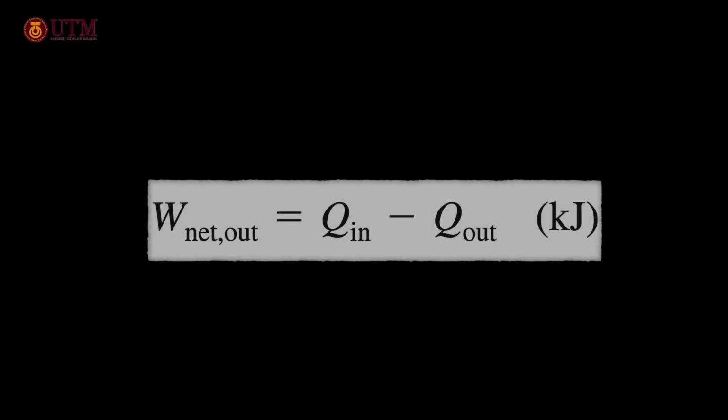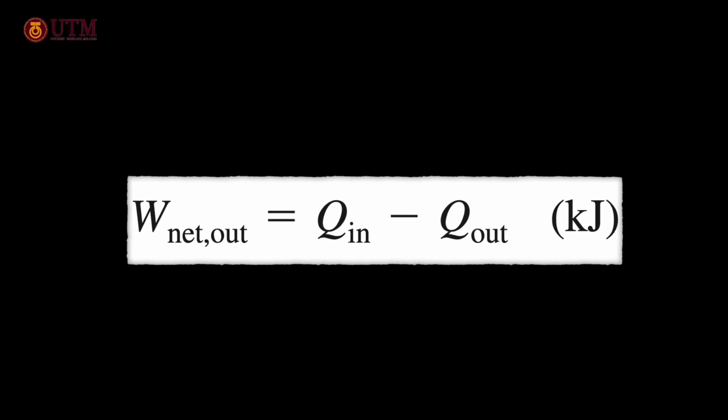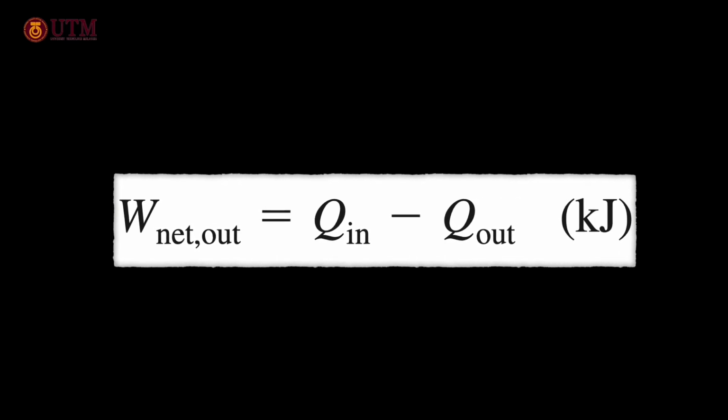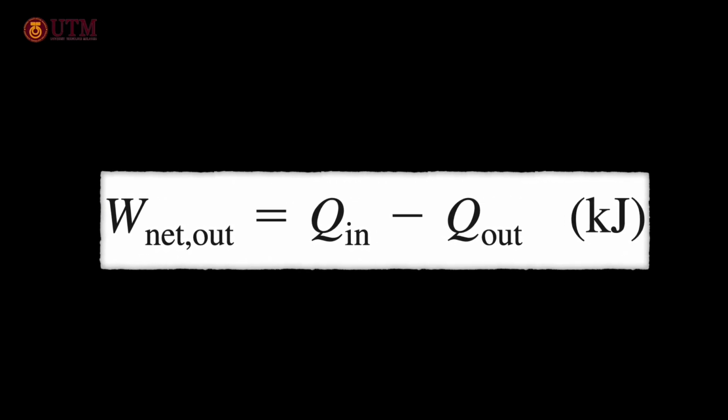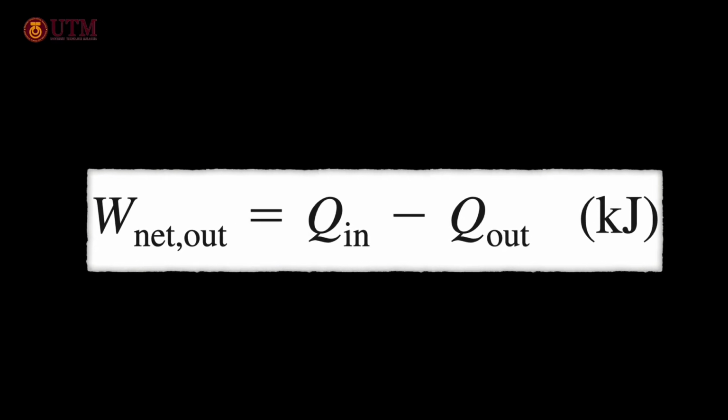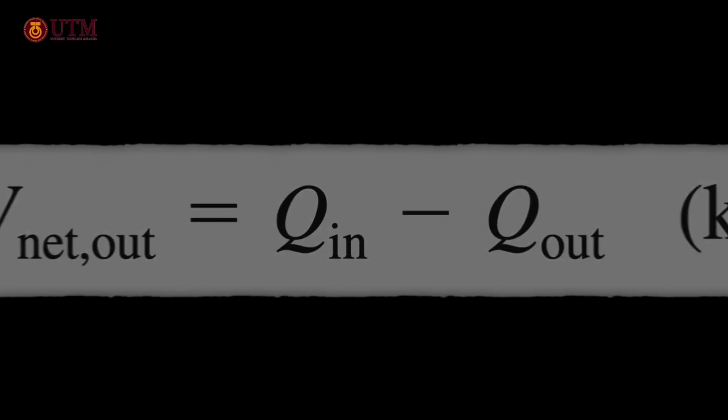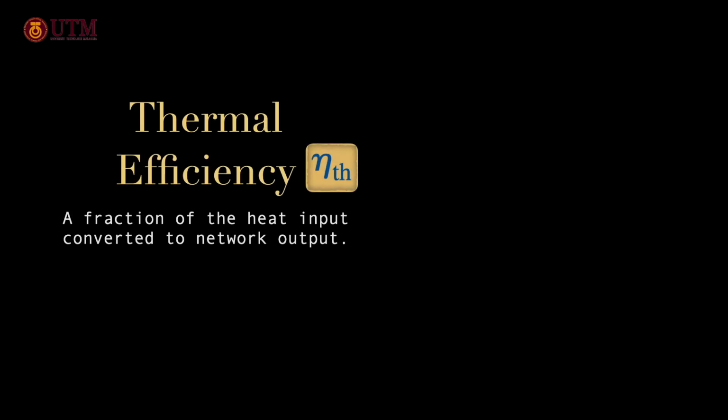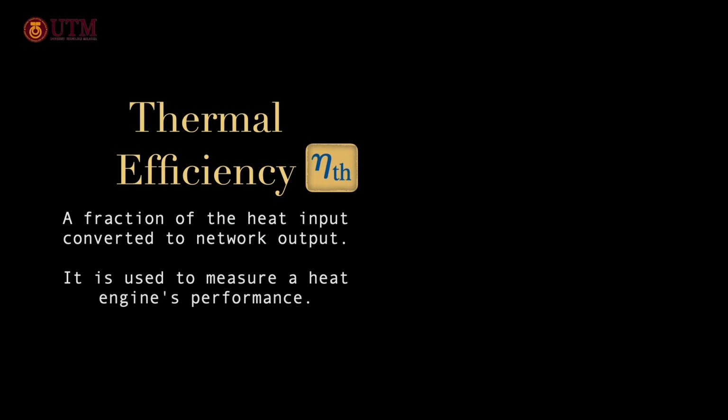Based on the latest equation, Q out is never 0. Thus, the heat engine's net work output is always less than the heat input amount. That is, only part of the heat transferred to the heat engine is converted to work. Therefore, thermal efficiency represents a fraction of the heat input converted to net work output. This parameter is used to measure a heat engine's performance.